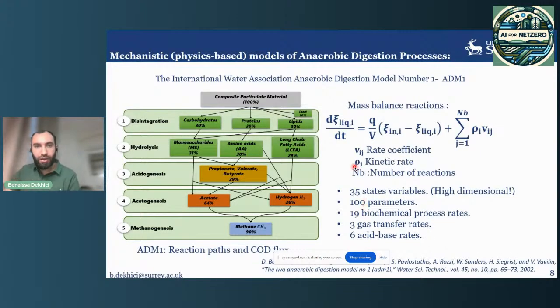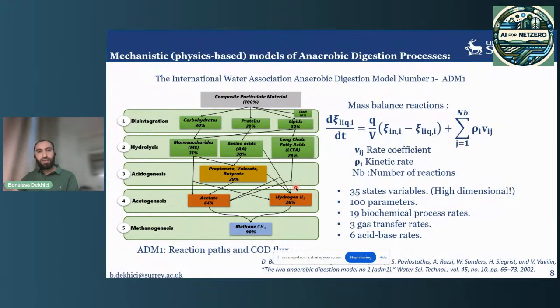And for those who are a little bit familiar with anaerobic digestion modeling, they might have heard of the International Water Association Anaerobic Digestion Model number 1, or ADM1 for short. This is the most detailed, complicated, and phenomenological model. It describes the AD in mainly five steps, four of which are biological steps. And in this model, we have 35 state variables, or 35 equations like the previous one. So this model is very high dimensional. We cannot use this model for control. It's so difficult and complicated.